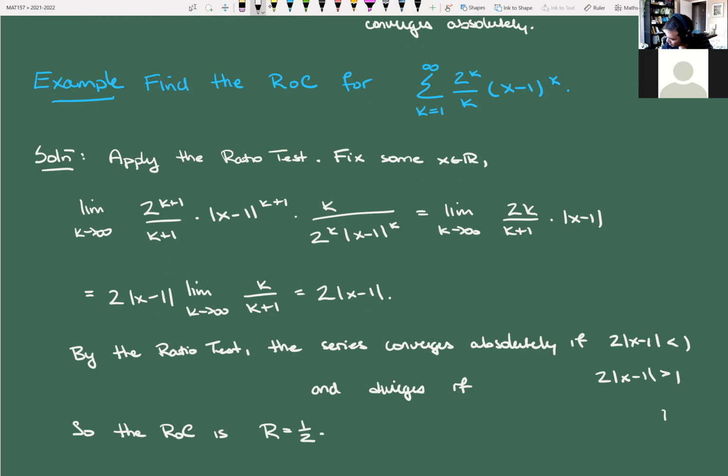Okay, any questions about that? And you see it's actually not too hard, right? It's not too hard to compute radii of convergence in general.